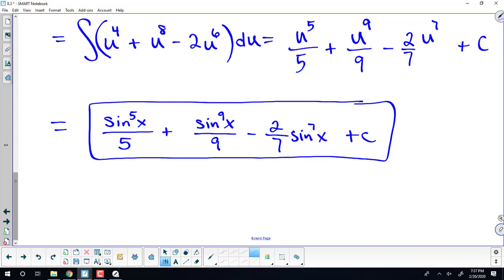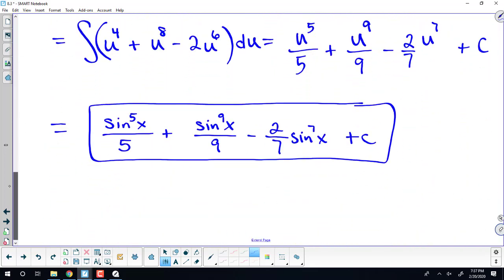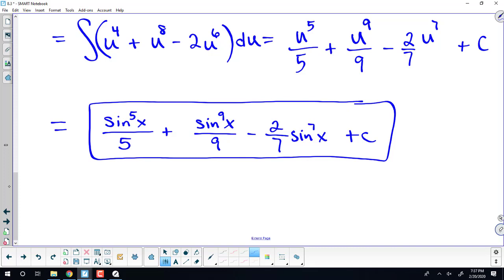And of course, something like this, it's sort of a pain to check. Is the derivative of this actually sine to the fourth, cosine to the fifth? It's not as straightforward as with some algebraic functions, but in theory, we can still check. Let's take its derivative to see what it is. Any questions there? Sines and cosines, you're looking for the one that's odd. You're splitting that off. That's telling you what your u substitution should be. The other portion we're rewriting in terms of the Pythagorean identities. That's the gist.